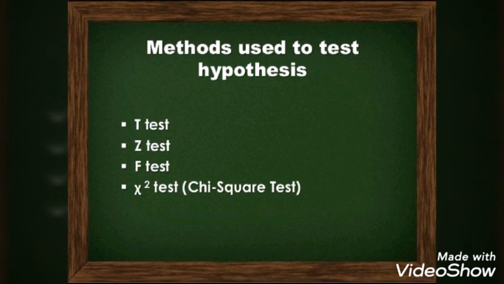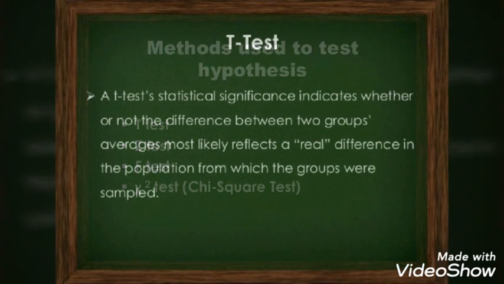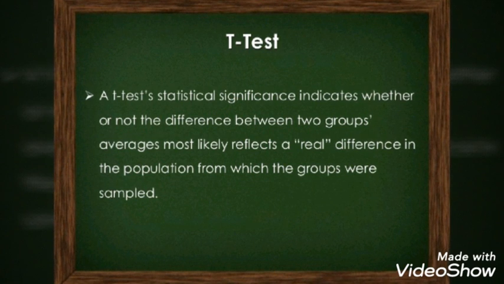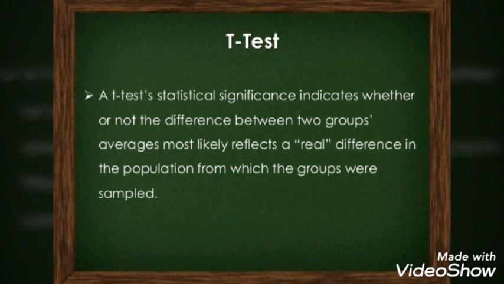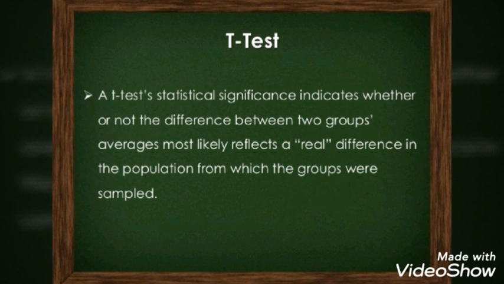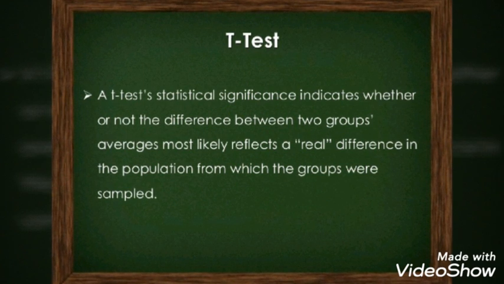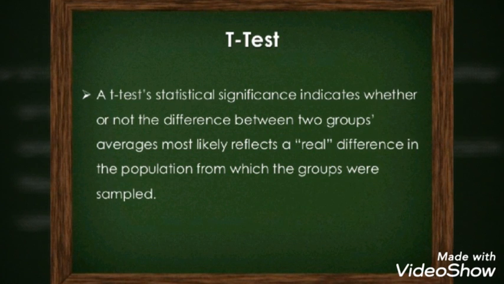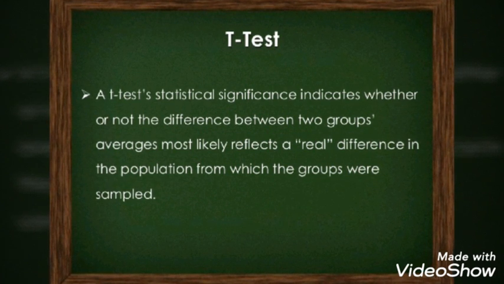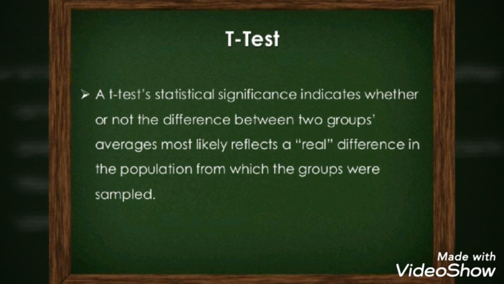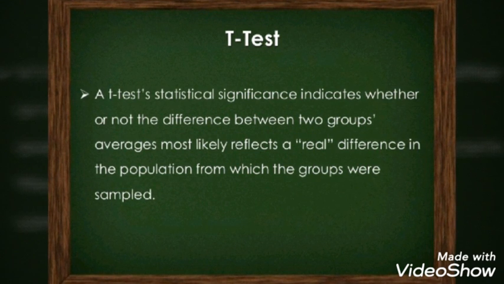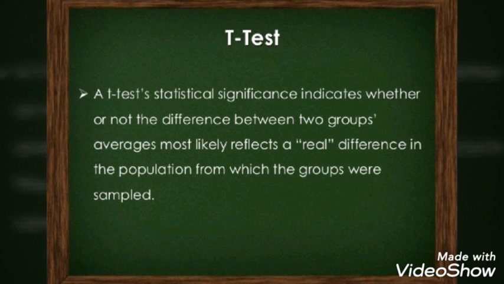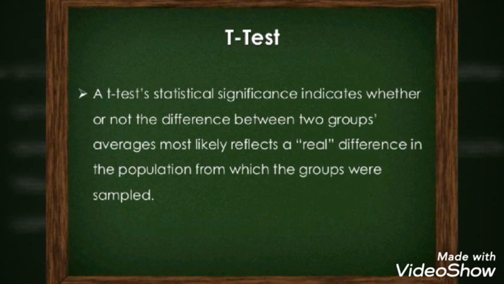T-test. A t-test statistical significance indicates whether or not the difference between two groups' averages most likely reflects a real difference in the population from which the groups were sampled. So here the t-test shows the difference between two samples. Whenever there is a small sample size, you use the t-test for the calculation of your t value.